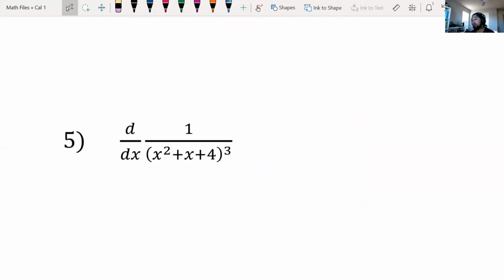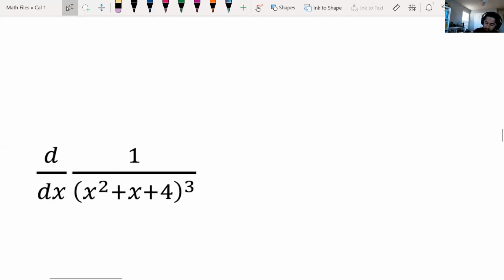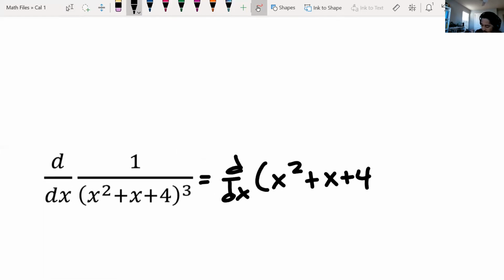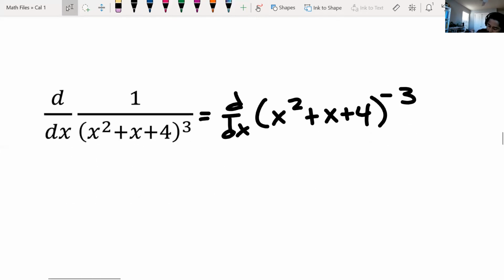Number 5: d over dx of 1 over x squared plus x plus 4 to the third. Well, we can take the derivative of this using quotient rule, or we can rewrite it as d over dx of x squared plus x plus 4 to the negative 3, which is going to be a lot easier than using quotient rule. With that being said, what is my chain rule derivative? What do I start with?